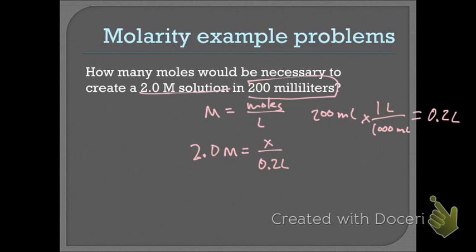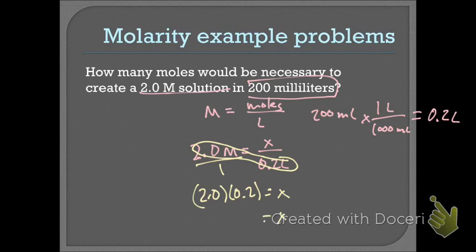The way I'm going to teach this, there's many ways of doing this. There's an algebraic way to solve it, but anytime I have x in a fraction, I'll just cross multiply. So I know 2.0 is also 2.0 over 1. If I cross multiply, on one side I have 2.0 times 0.2, and then x times 1 is just x, right? So x will equal, and it's going to be in moles because it's asking how many moles. This would be 0.4 moles.